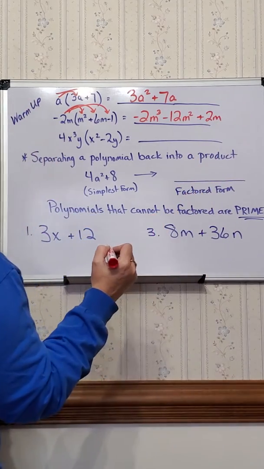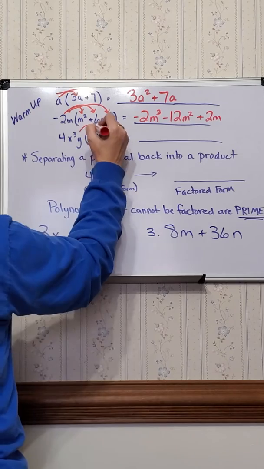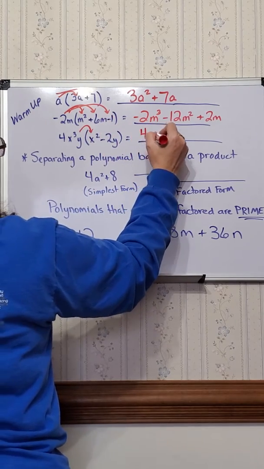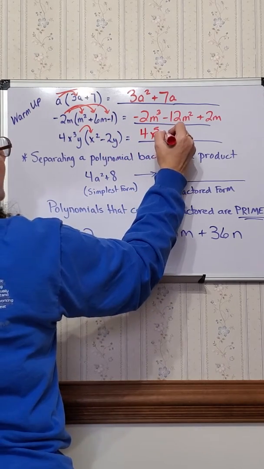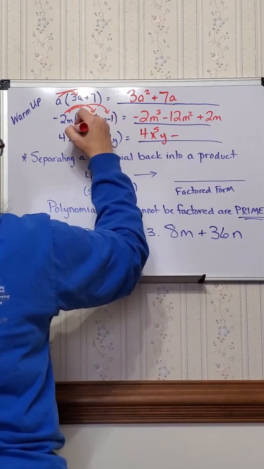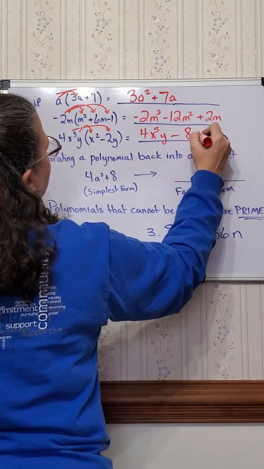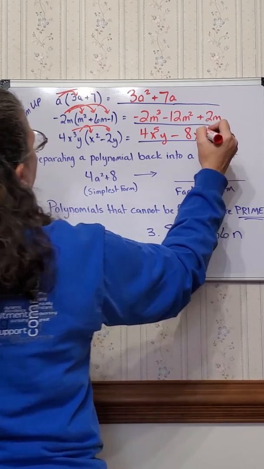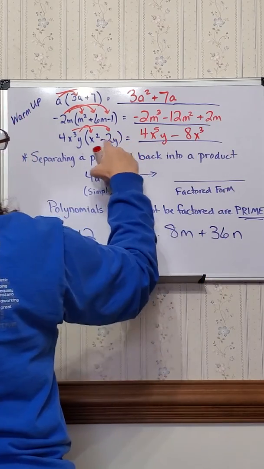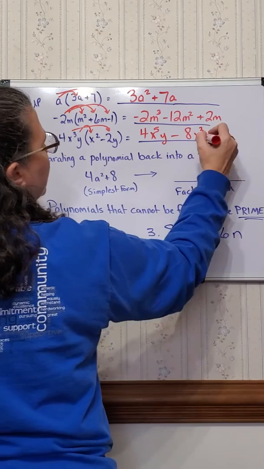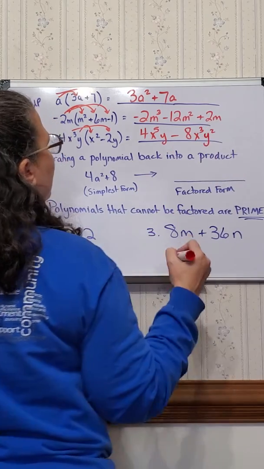Here, if we multiply these, we're going to end up with 4x to the fifth y minus 8x to the third. There's no x here, so we just keep that third. And then we've got 2y's, y squared.